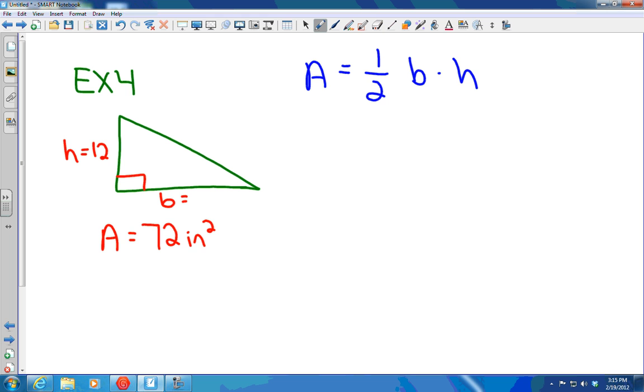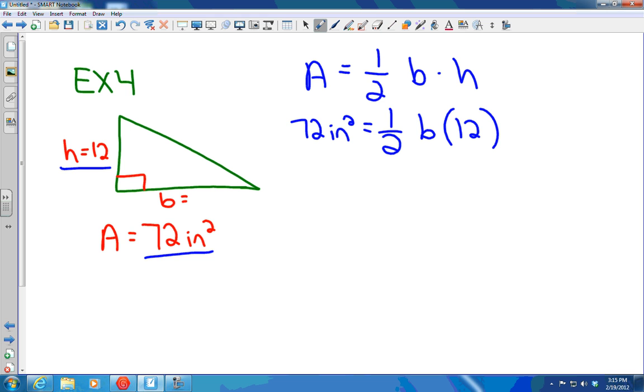And plug in what we have. We have the area, 72 inches squared. We don't have the base, so we'll keep that B. We do have the height, that's 12 inches. So let's write our 12 here.